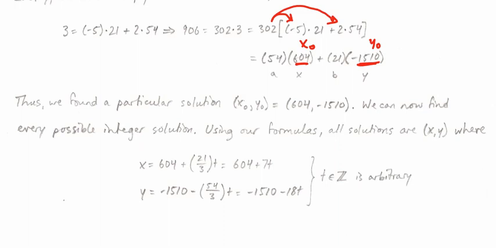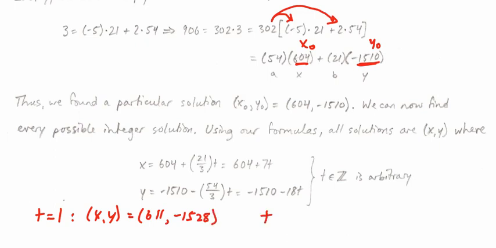So what we can do now is we can take any whole number whatsoever, we can plug it into these formulas, again plugging the same t value into each of these formulas, and it will give us another integer solution to this Diophantine equation. For example, if t was equal to 1, then your solution, x, y, is equal to 611 and then negative 1,528.